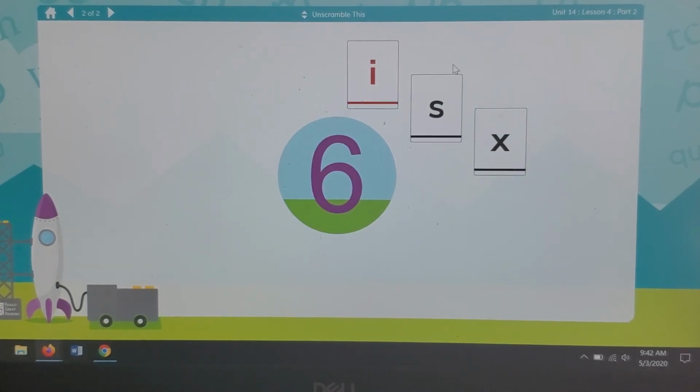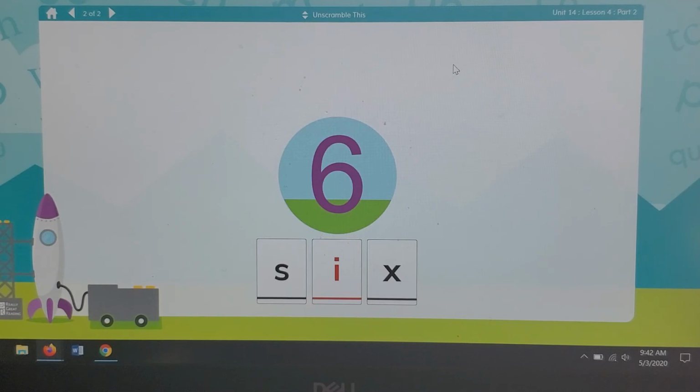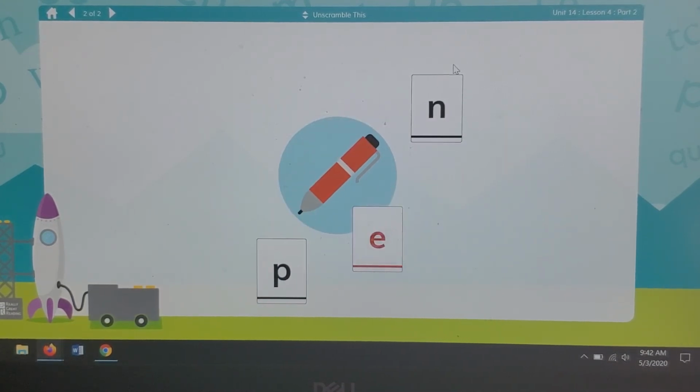Next, we have six. Ready? S, i, x, six. Let's count to six real quick. 1, 2, 3, 4, 5, 6. What is the number that comes after 6? 7 is correct. Good job. Next, we have pen. Let's say the sounds as they fall down. P, e, n. Pen.